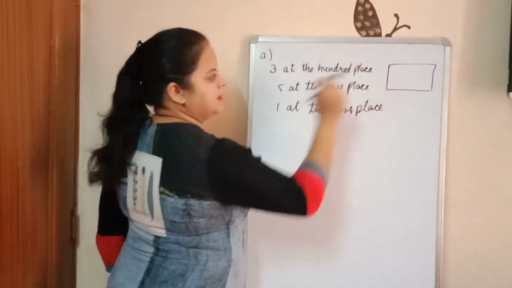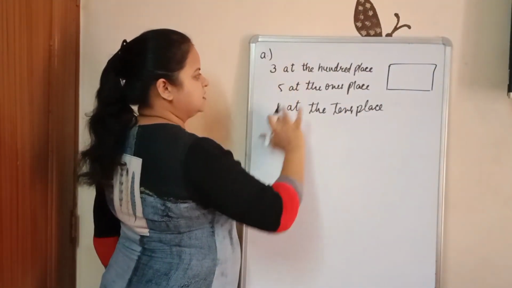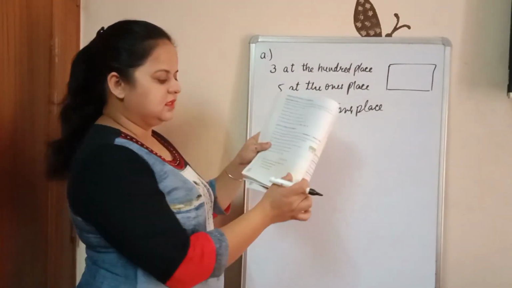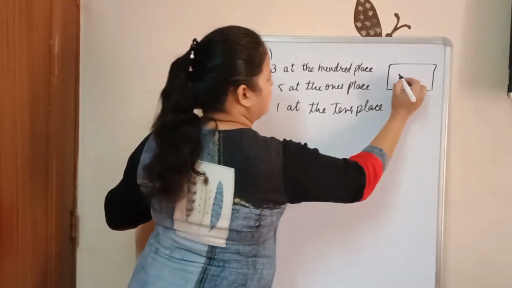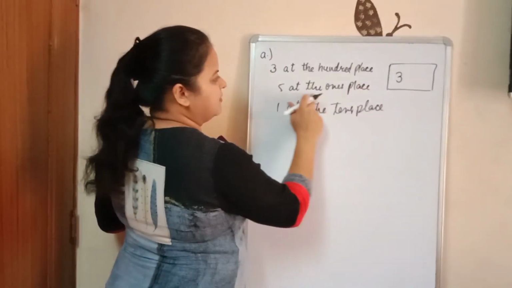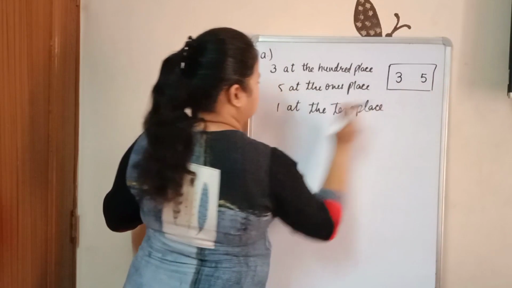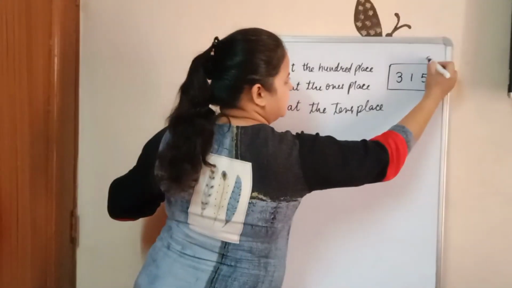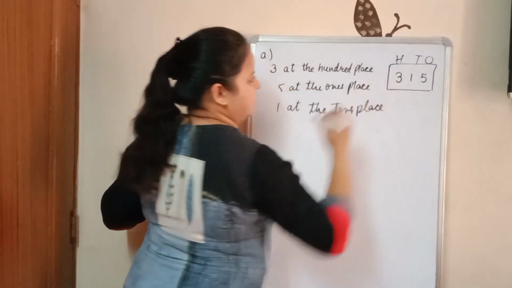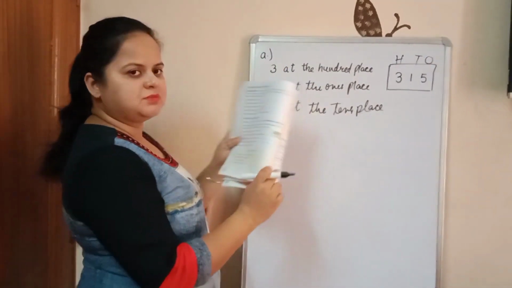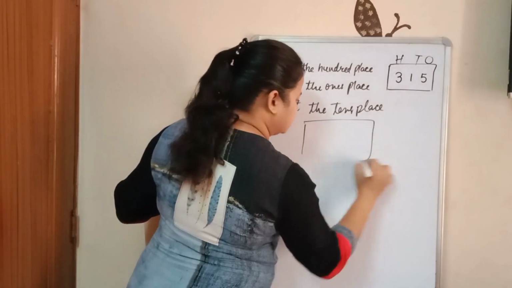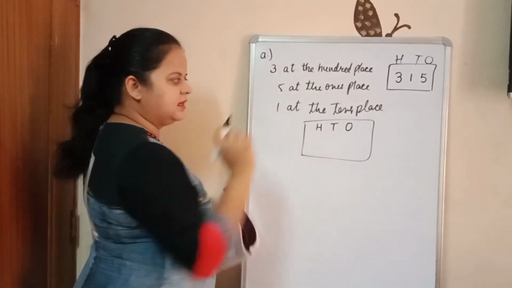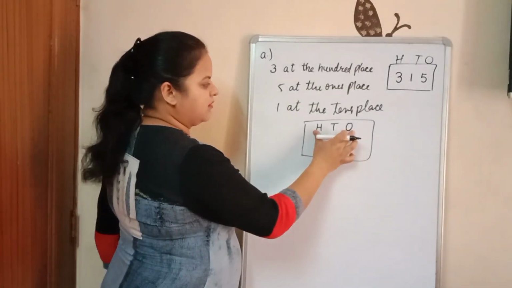3 at the 100 place. We have to arrange these numbers according to their place in this box. 3 on 100 place, 5 at ones place, and 1 at tens place. This is the place of ones, tens, and 100. First of all, in this box you have to write HTO, ones, tens, 100. Like this you have to write.